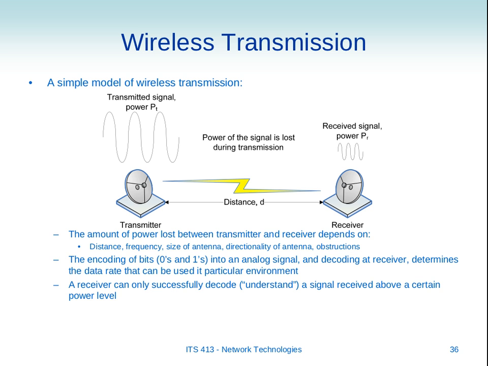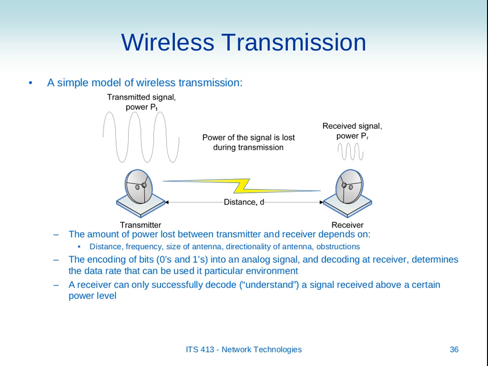The nature of physics is that that signal loses strength as it disperses, and the signal is received with some power level, PR. The relationship between PR and PT depends upon the distance and different factors. That is, the amount of power loss between transmitter and receiver depends on how far apart they are, the distance. What frequency the signal was when we transmitted. Are we transmitting a low frequency signal, which will go a long way, or a high frequency signal?